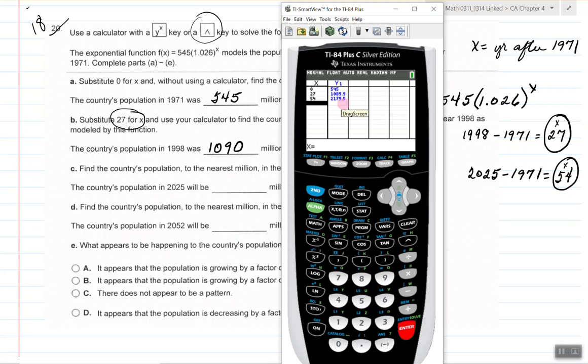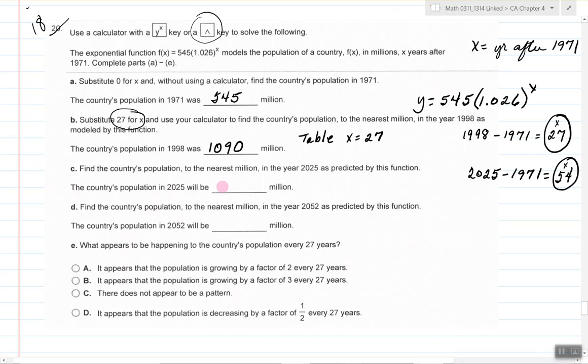Rounding to the nearest million, it looks like it, let me double check. Rounding to the nearest million, I do not round up. And you could have easily made that mistake. Sit on the numbers to know for sure, especially if there's a 5. So 2179. This one was table X equals 54.